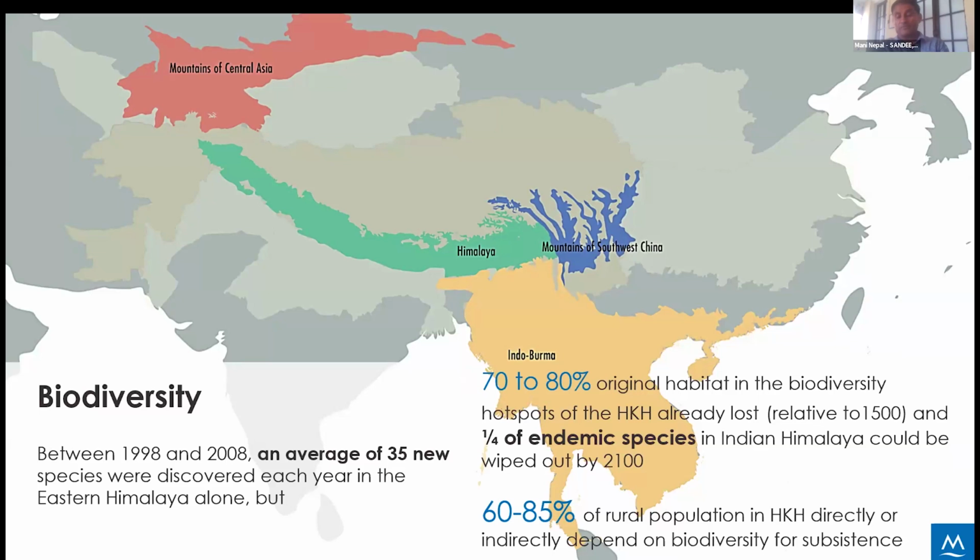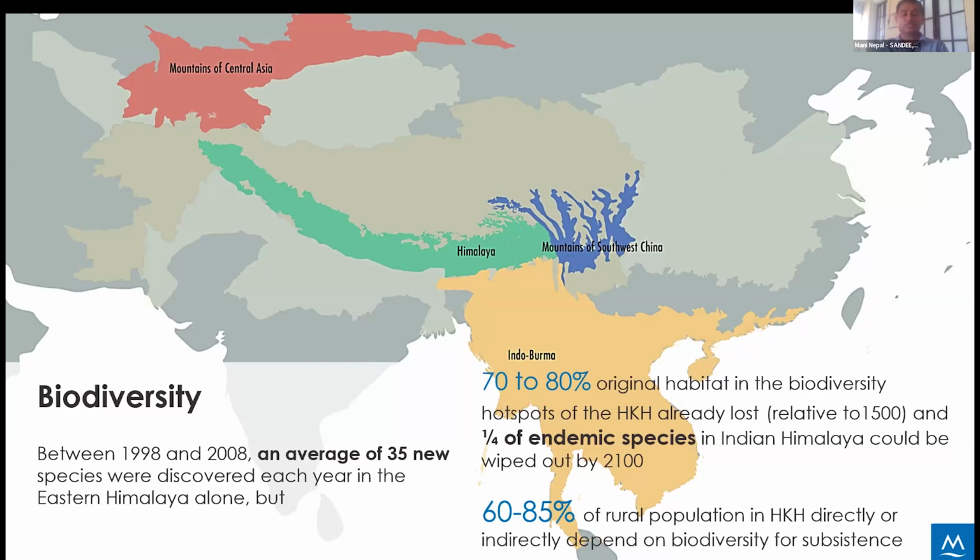But on the other hand, about 70 to 80% of the habitat of the biodiversity hotspots is actually gone. It's lost, if you compare it to 1500, which is the reference point. Meaning we are losing it at an alarmingly high rate. And there is a chance that maybe a quarter of the endemic species may be gone by 2100. So that's the big challenge for us for sustainability: how we can sustain our biodiversity in the region.